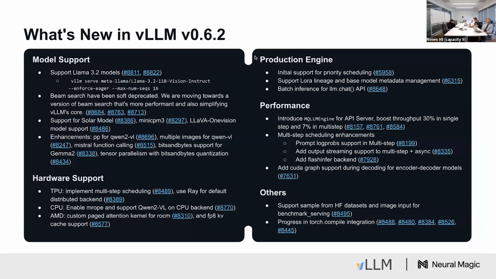On the hardware side, there's basically ongoing improvements for TPU, improving performance there with the multi-step scheduling, CPU performance and expanding vision language models on CPU, as well as AMD, adding more performance for attention and lessening the impact of KV cache quantization.